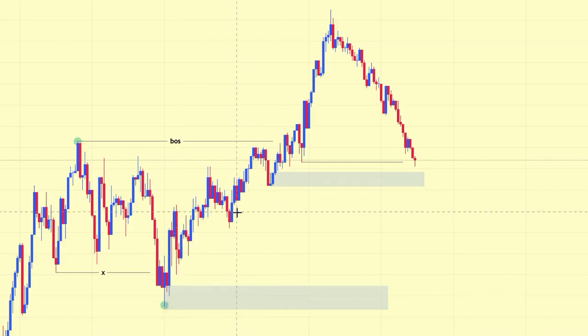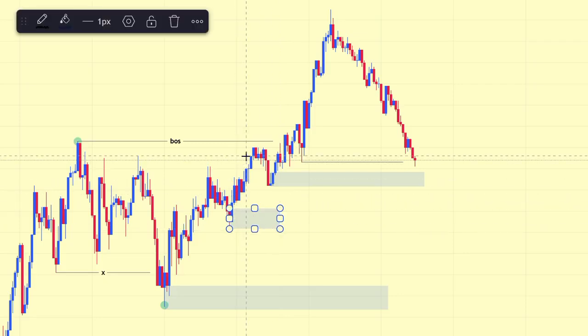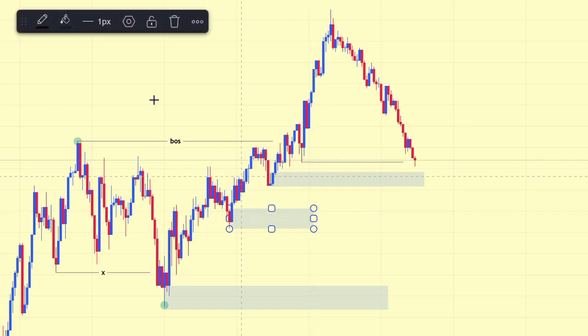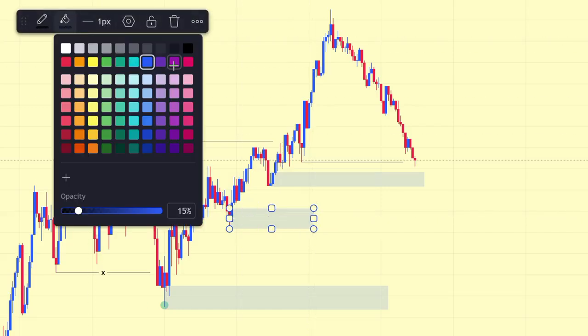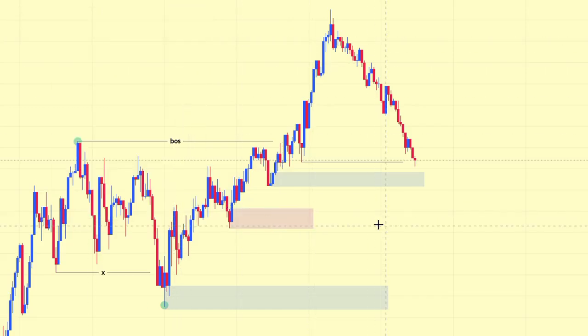This here is an SMT, you can clearly see this here is an SMT. Why SMT? Because it is not the one that caused the break of structure. This here is the one that caused the break of structure. This is just a smart money trap, and you know the color that I use for the smart money trap, it's actually purple. And of course, this is also a smart money trap. Why the smart money trap?